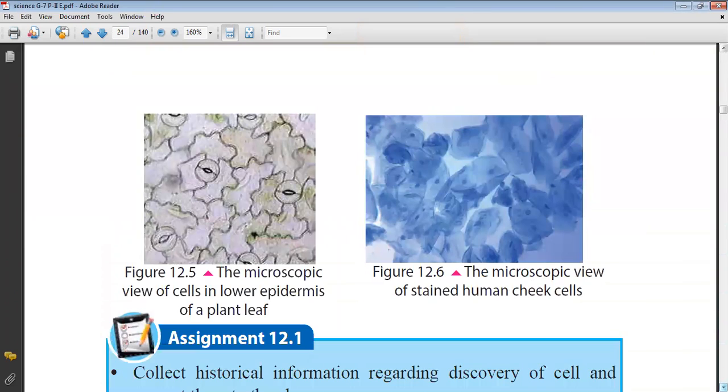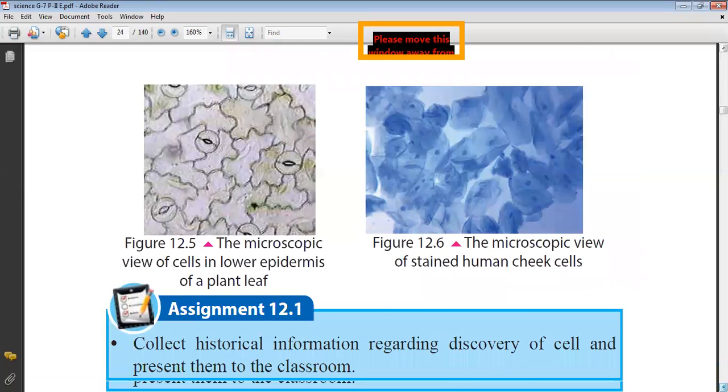Here we can see in the figures given below. Figure 12.5 shows the microscopic view of cells in the lower epidermis of a plant leaf. Figure 12.6 shows the microscopic view of stained human cheek cells.